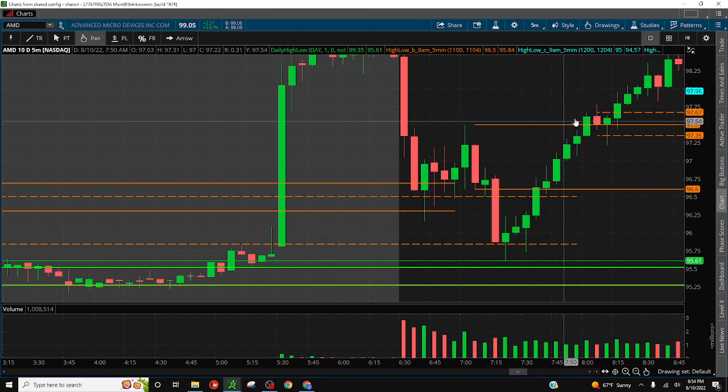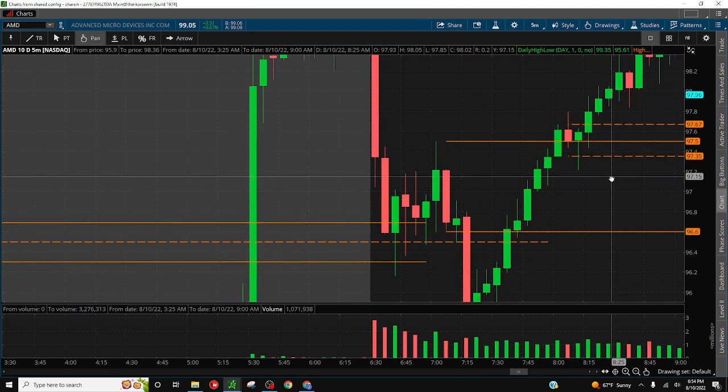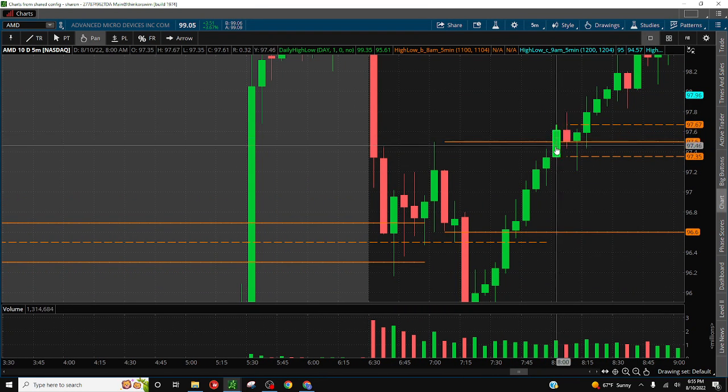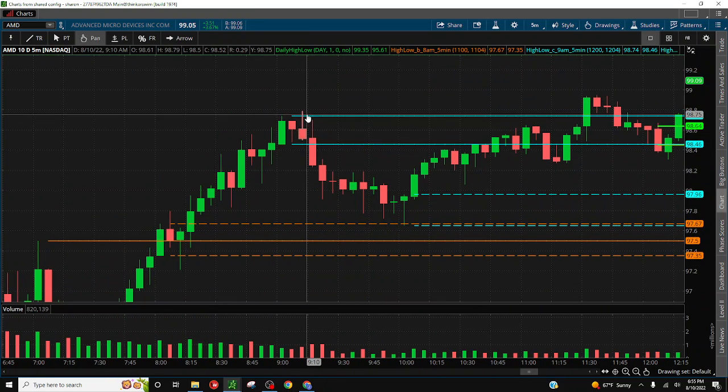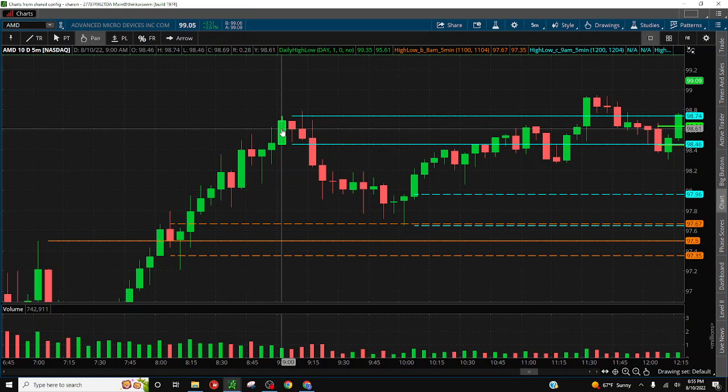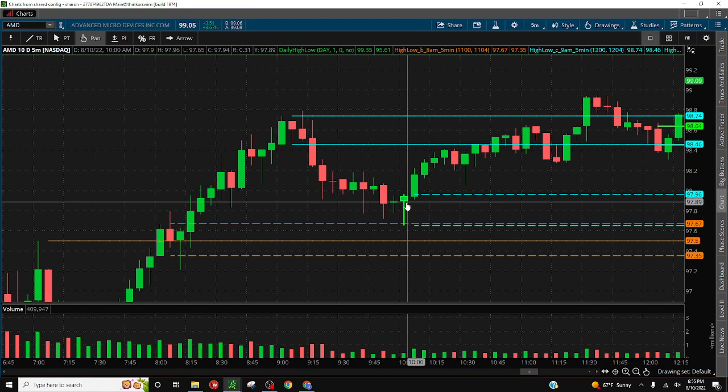So here's the 7 o'clock candle. The 8 o'clock candle, I changed up the length of the lines or the color, the dashes, to differentiate between the 7 and the 8 o'clock. And then here's the 9 o'clock. We'll go solid light blue, which indicates this one right here, 9 o'clock, you can see that. And then here is 10 o'clock.